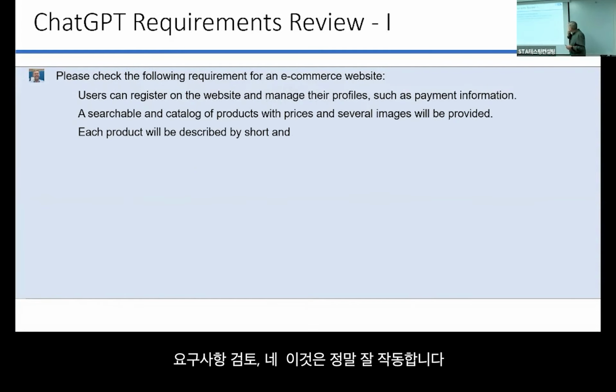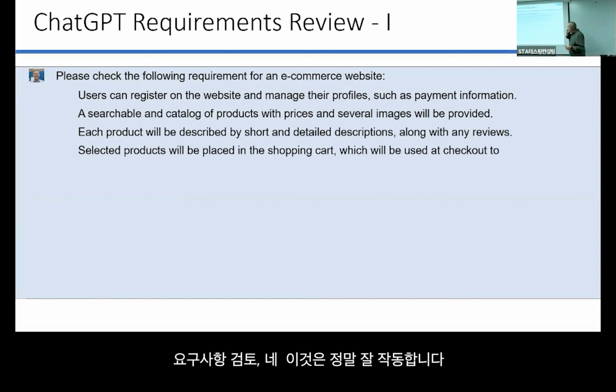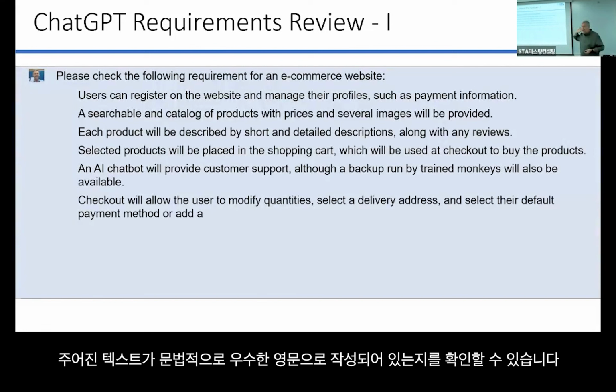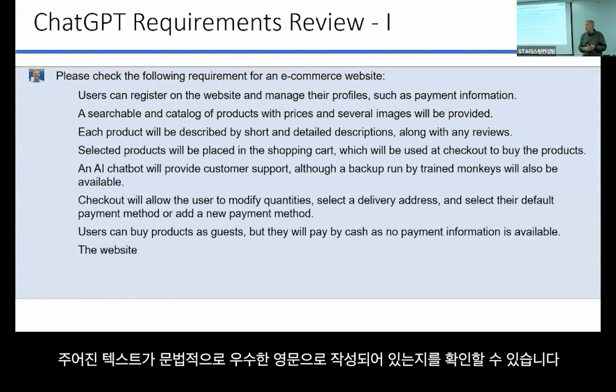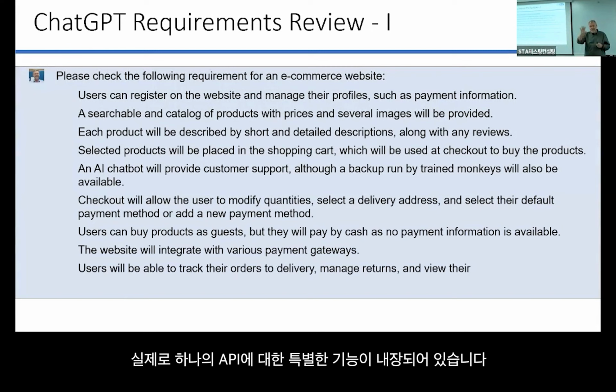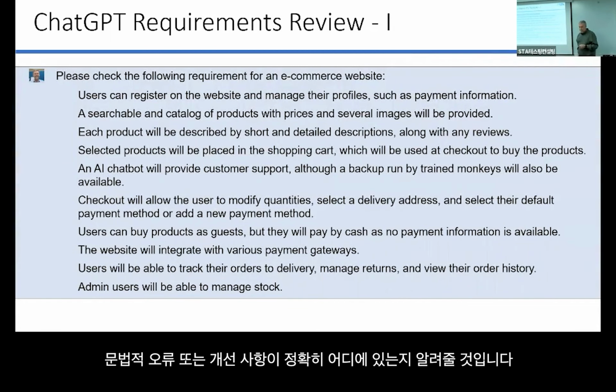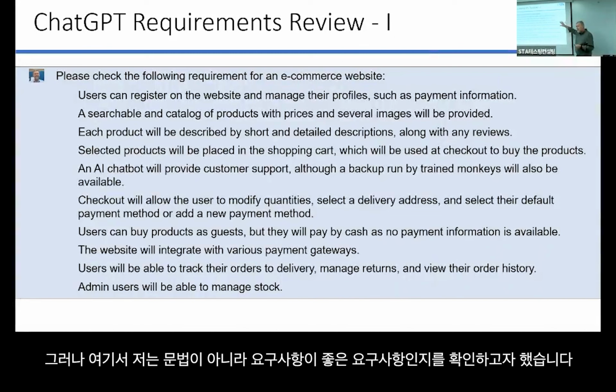Requirements review, well, it works brilliantly at working out if the text you've given it is written in good grammatical English. There's actually a really special bit built for one of the APIs. If you feed the stuff into there and ask for a grammatical check, it will tell you exactly where all the grammatical mistakes are or where the improvements could be made. But here, I wasn't looking for grammar. I was actually wanting it to check the requirements.